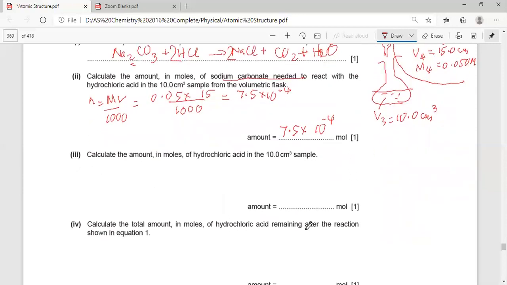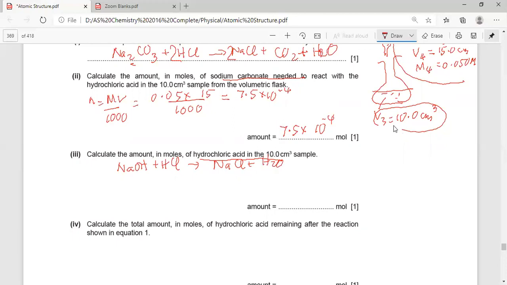All right, next one here. Calculate the amount in moles of HCl in the 10 cm cube. Remember this? So how much HCl is here? Now remember, 1 mole of NaOH reacts with 1 mole of HCl. Okay, the balanced equation, plus H2O. So this amount of sodium carbonate reacted.